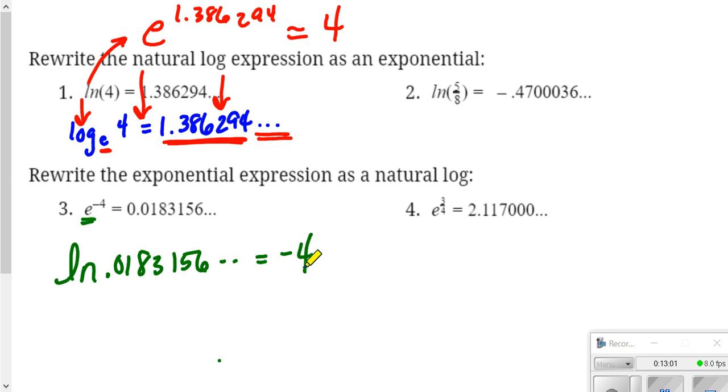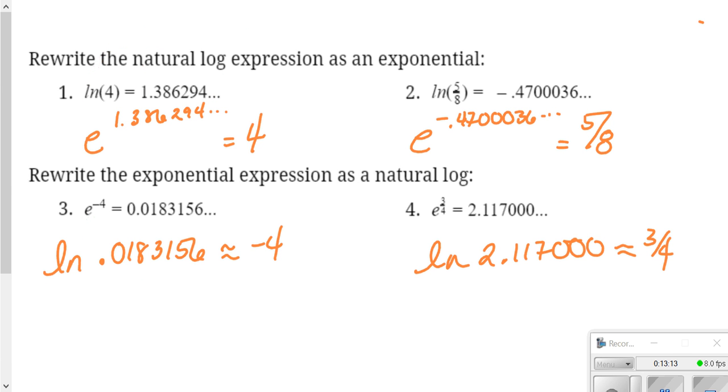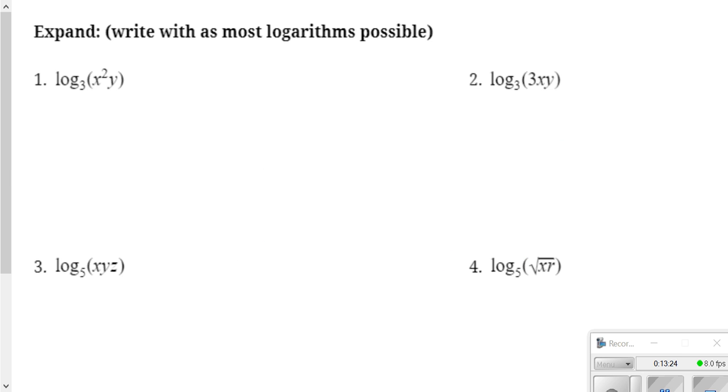Okay, so I want you to pause the video for a second, try 2 and 4, and come back to check. Okay, this is what you should have written for 2 and for 4. Okay, let's move on to some more.